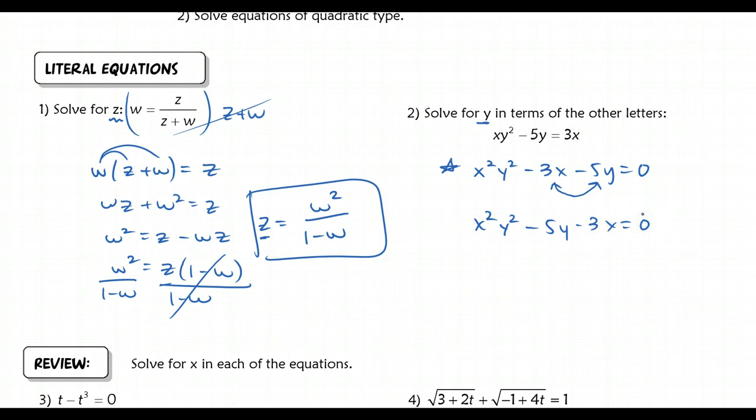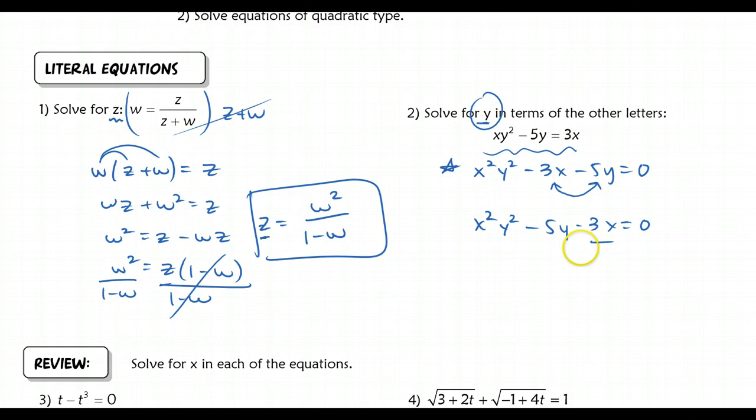Get out of your head that x is a variable, okay? If you were to treat x like a number, like let's say x was equal to 2, this would be just 4y squared minus 5y minus 3 times 2, which is 6, right? And this would be something that you would use the quadratic formula for, or you'd try to factor it, it's just a quadratic. So you want to be able to recognize that in this case, this is also just a quadratic. If you're trying to solve for y, this is simply a quadratic. This 3x can be treated as a constant term, okay?